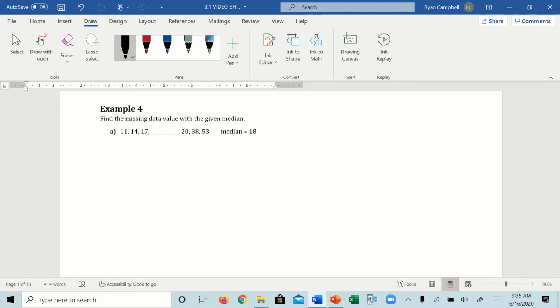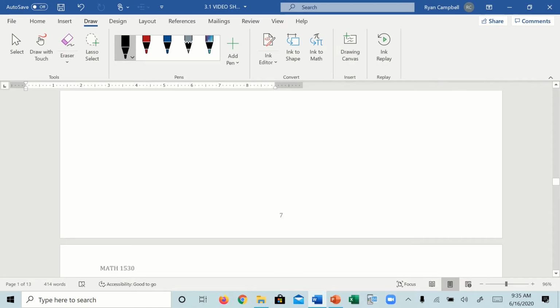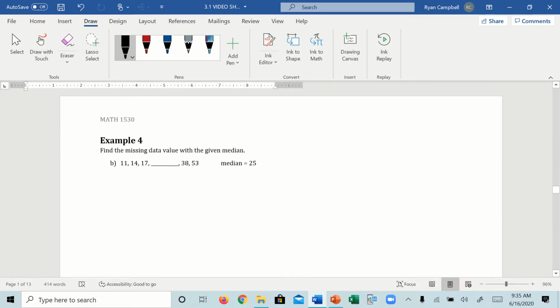Hopefully you can see pretty easily, since there's 3 on this side and 3 on this side. Since the median has to be 18, the number we're missing is just 18. Easy. So that wasn't the hard one. Yeah, part B is the hard one. All right, so now let's find the missing value.